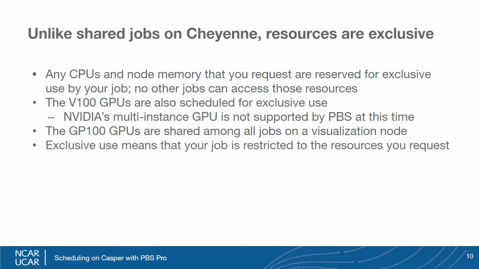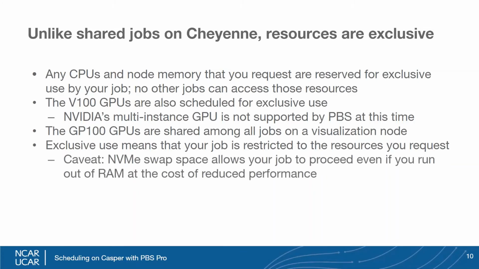For the things that are exclusive, your job is also restricted to the resources that you request. So if I ask for, say, 10 CPU cores and I run 20 MPI tasks in my job, those 20 tasks are still limited to the 10 CPU cores. So there's going to be some sharing in there. And if I'm using hyperthreading and that's effective for my workflow, maybe that's okay. That's just something to be aware of: you can't break out of this resource containment that you're in. Whereas in a share job on Cheyenne, you can use as many resources as are available at any particular time.